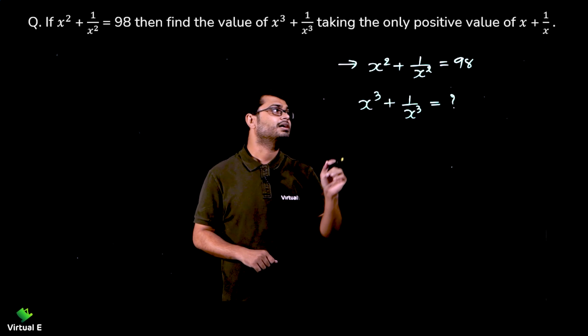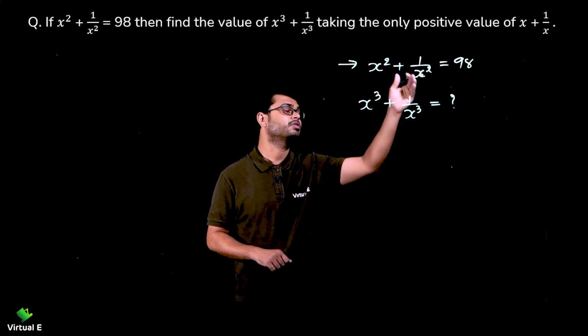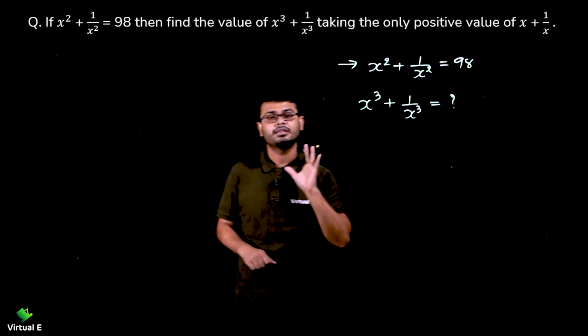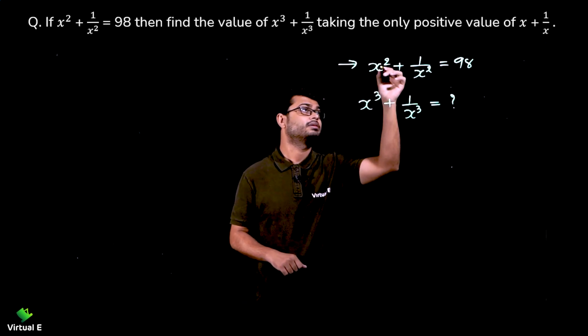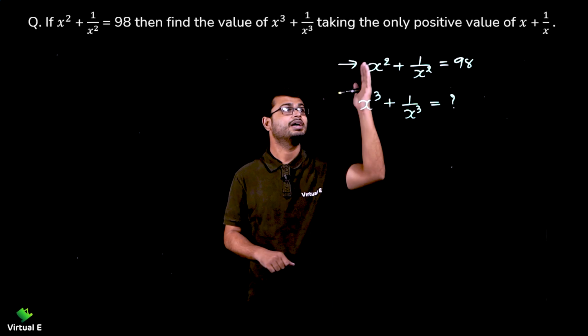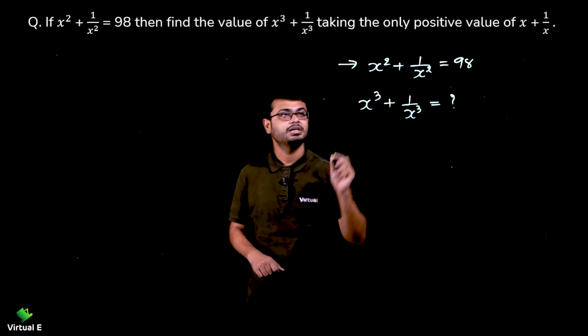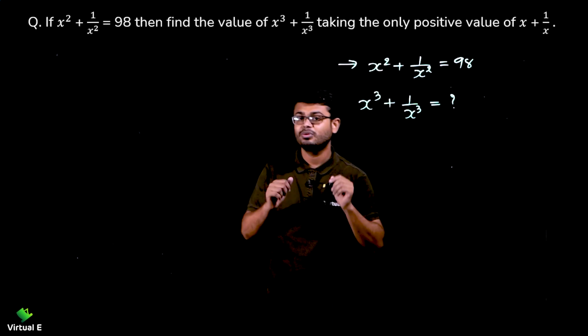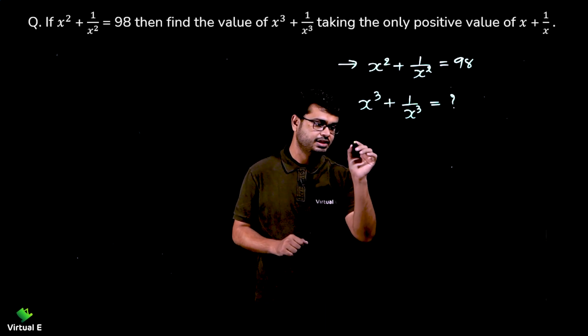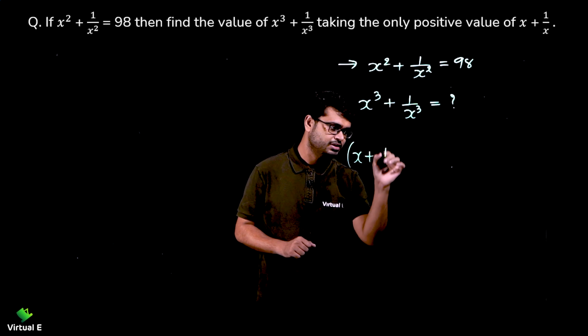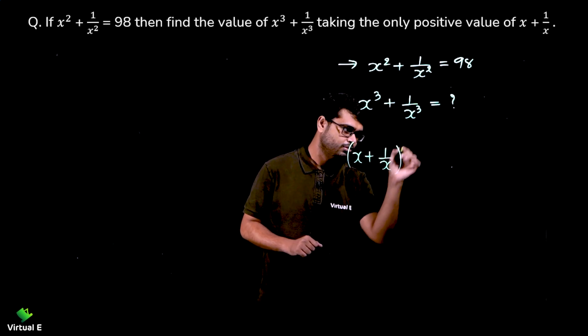So let's start with this one. x square plus 1 upon x square is equal to 98. Now, we have a square over here, and there are two terms, x and 1 upon x. And square only comes when we take the whole square. So we are going to start with x plus 1 upon x whole square.